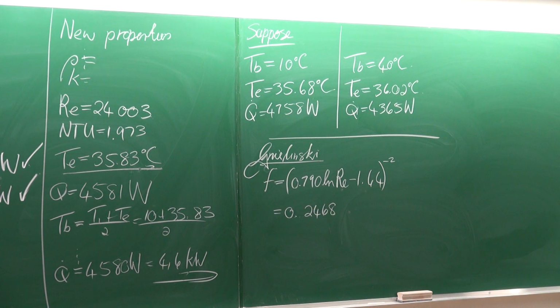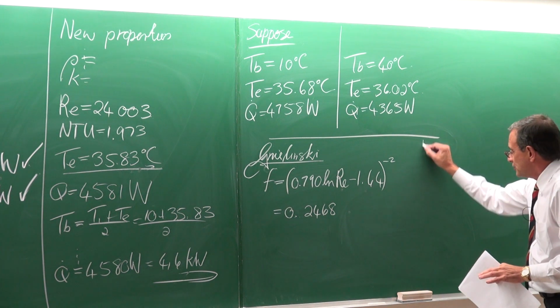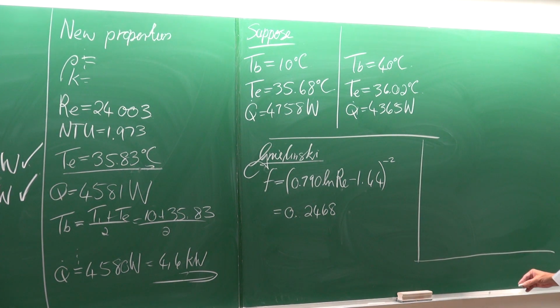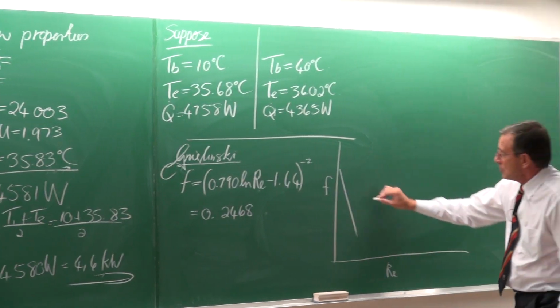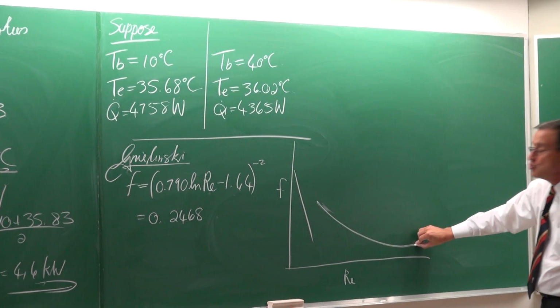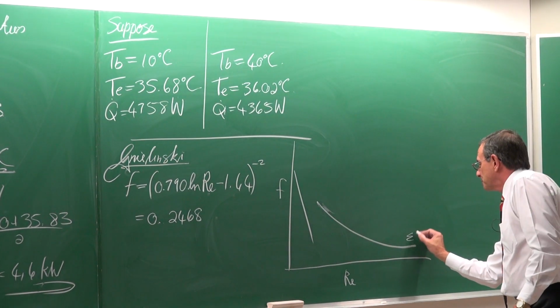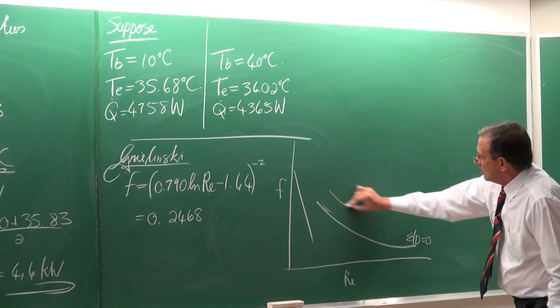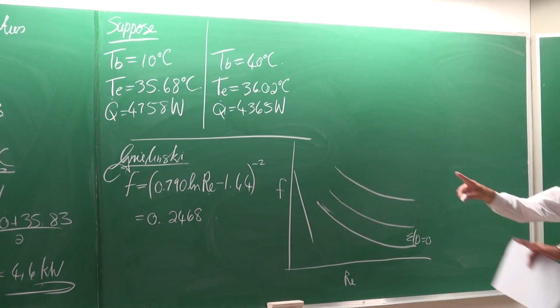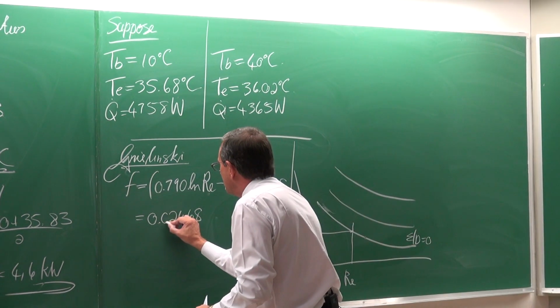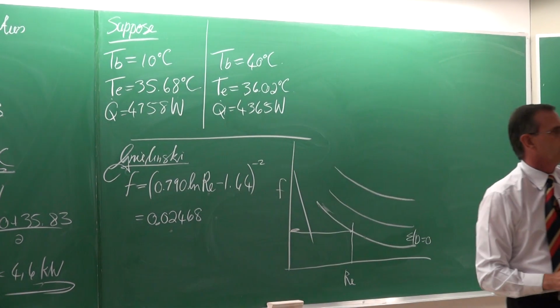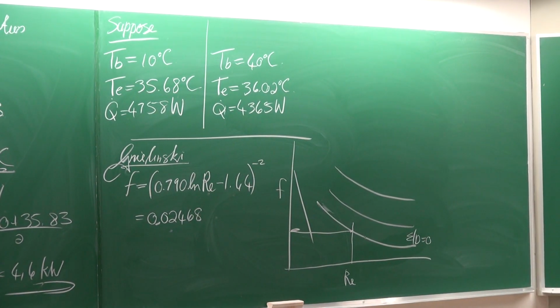How do we know that? Well, what I always do is I always go and check on the Moody chart. The friction factor is a function of Reynolds number. There it is for laminar flow. This is for a smooth tube, for epsilon divided by d equal to 0. And there is for the rough tubes. So this Reynolds number, if you just go and check very quickly, then you'll see this value must be equal to 0.02468. Okay. So just go and check on a Moody chart if your calculation is approximately correct.